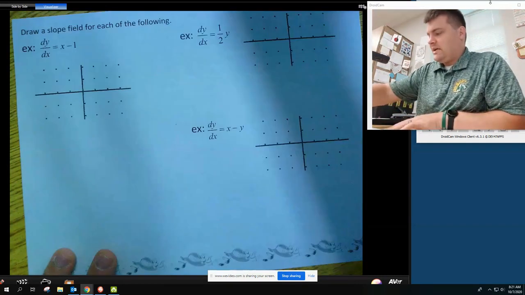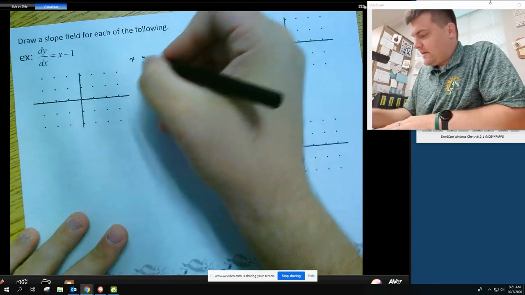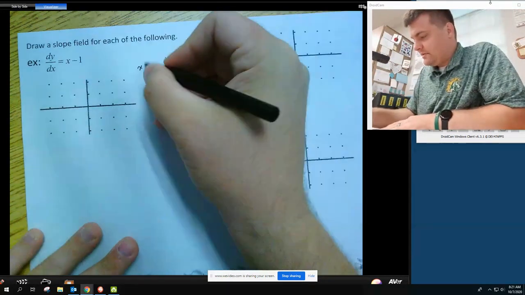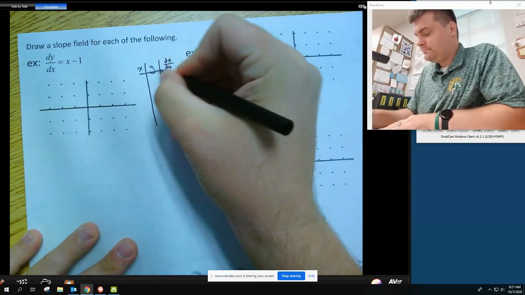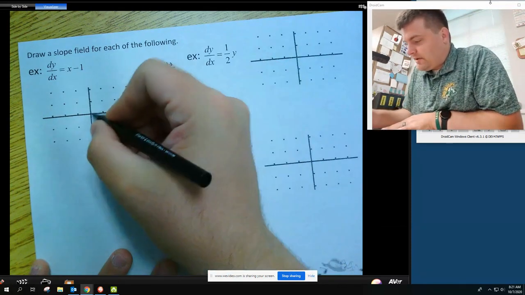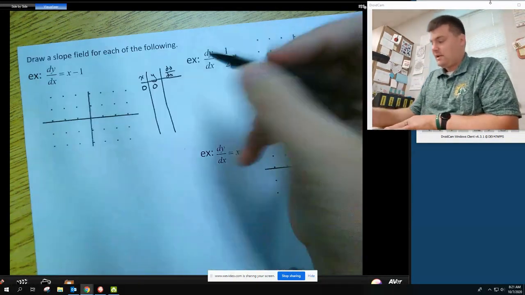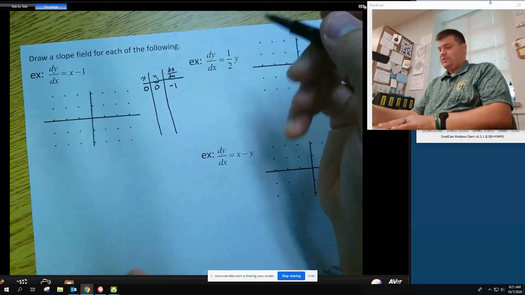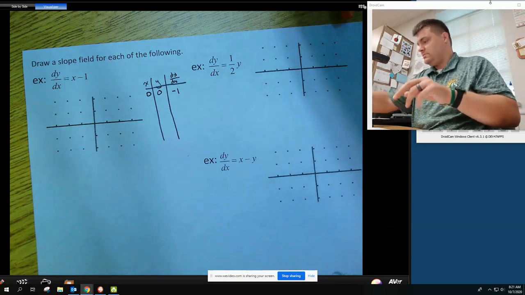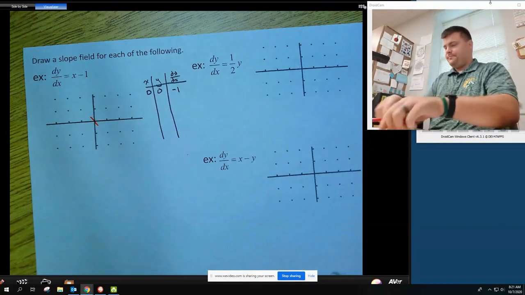Best way to do it is to make a chart, an X and Y chart. And then I also advise that you don't do this 35 times. You do this until you can find a pattern. So I usually start with 0, 0. At the point 0, 0, I know what line I'm drawing. If I plug in 0, 0, I'm going to get a slope of -1. So I'm going to try to draw my best slope of -1. I'll do that in a different color so that you can see it better. Okay, so that's 0, 0.